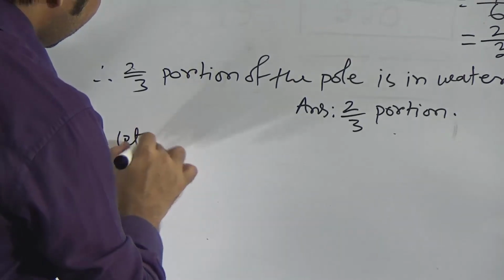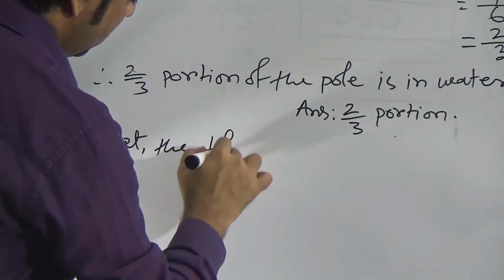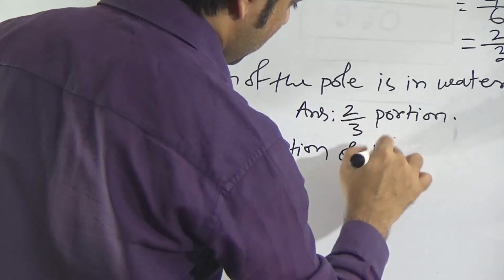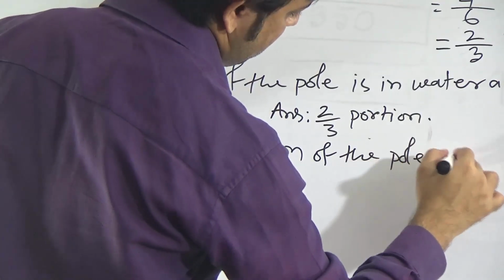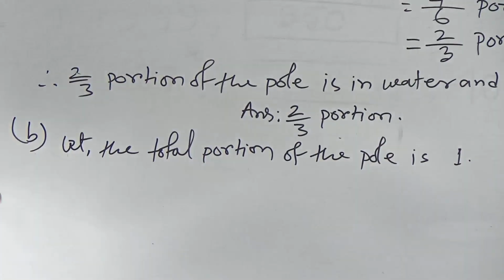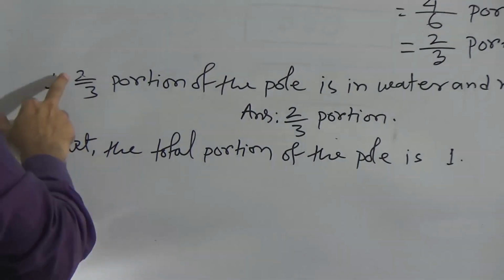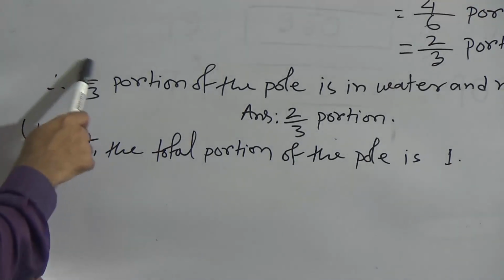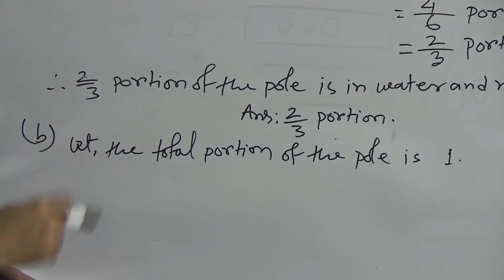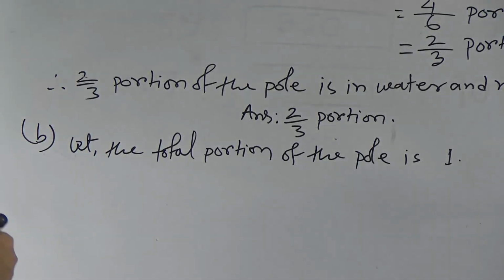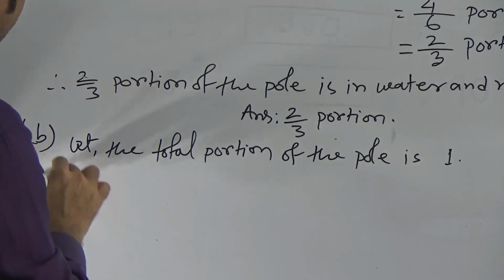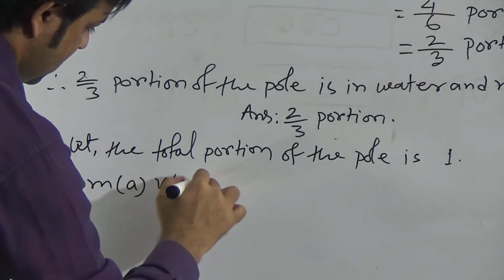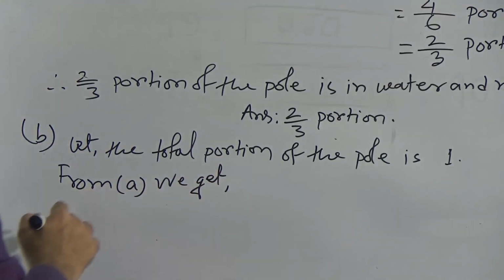Let the total portion of the pole be 1. This is the total portion, and from A we know 2 by 3 portion of the pole is in water and mud. So if we subtract this 2 by 3 portion from the total portion, we will get the remaining portion above water. So we can write, from A we get the portion of the pole above water.